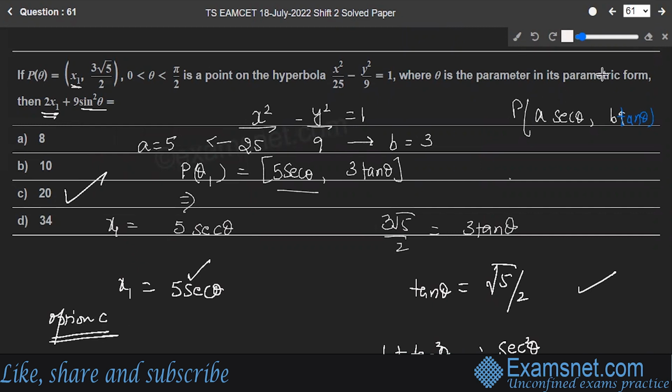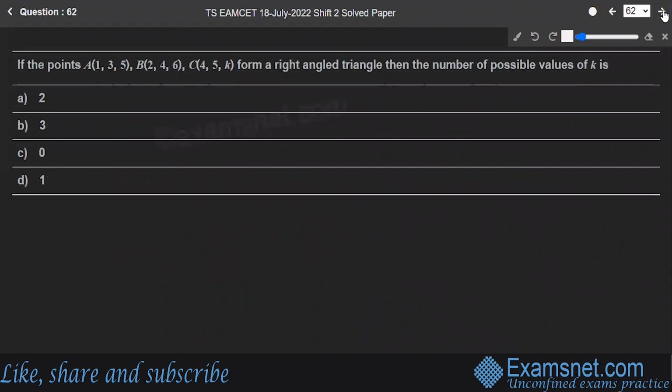Right. Next is question number 62. If the points A, B, C, which are given by these coordinates, form a right angle triangle, then the number of possible values of K is. Okay, so you are given 3 vertices. Let's write them. A is (1, 3, 5), B is (2, 4, 6), and C is (4, 5, K).